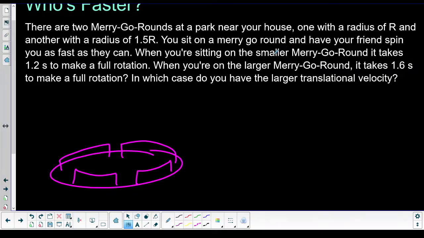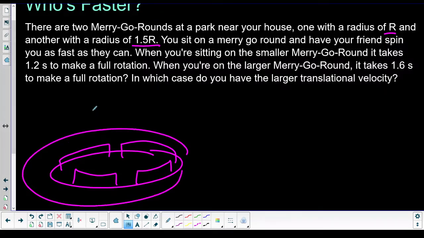So we've got 2 of those. One with a radius of r and one with a radius of 1.5r. So it's 50% bigger. You sit on a merry-go-round and you have your friends spin you as fast as they can. When you're spinning on the smaller merry-go-round, it takes 1.2 seconds to make a full rotation. So going all the way around is going to take you 1.2 seconds. When you're on the larger merry-go-round, it takes you 1.6 seconds to make a full rotation. In which case do you have the larger translational velocity?